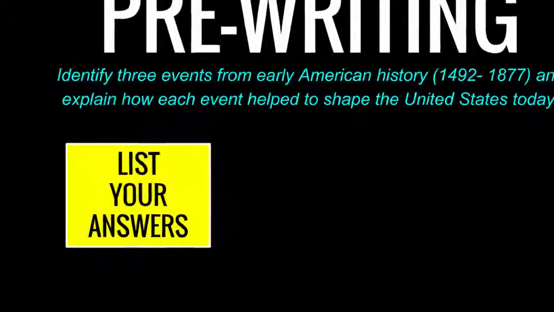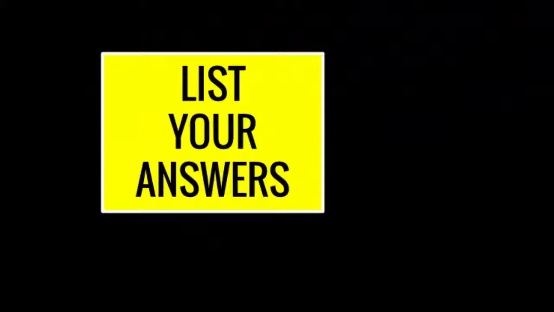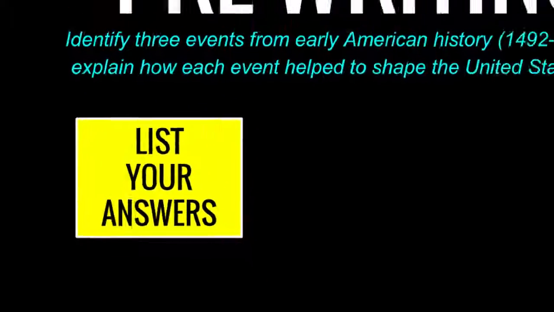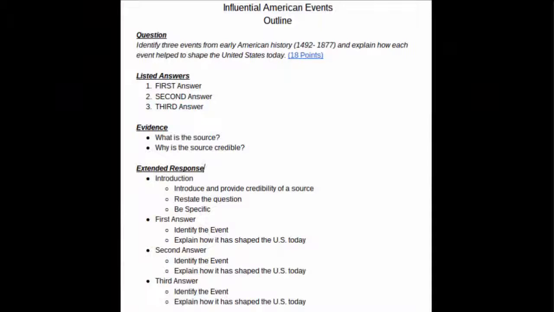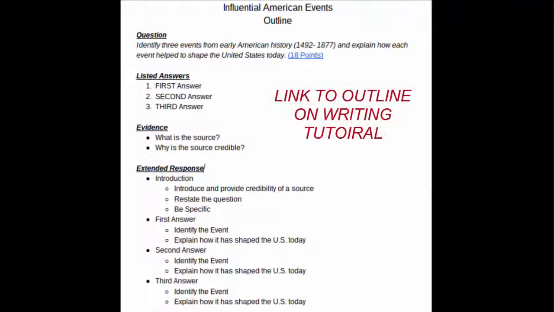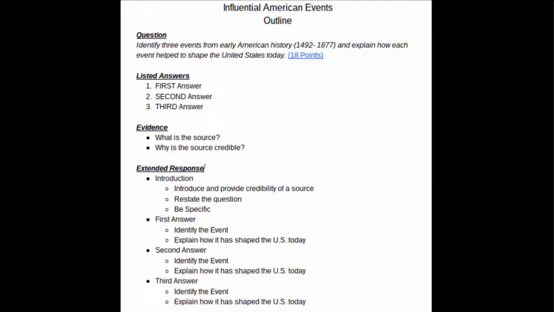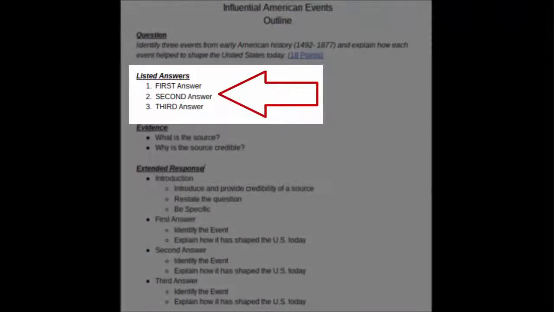The next step in the pre-writing process is to list your answers. You don't need to explain them at this point. Simply list them to guide your response. You can create an outline like you see here. There is a link to this outline in the writing tutorial. Feel free to copy it and use it when you would like. You would simply type or list your answers under Listed Answers.